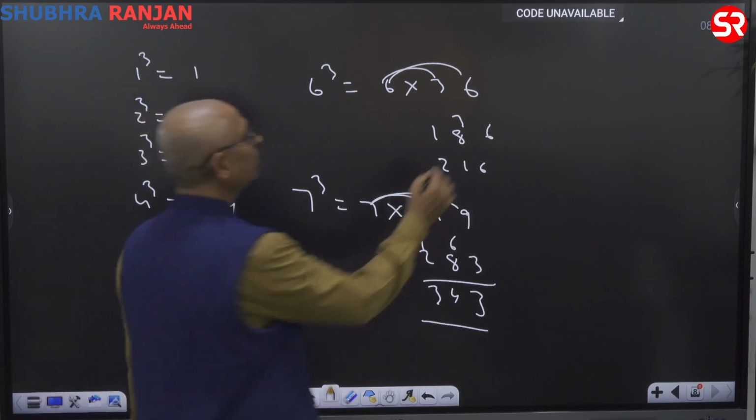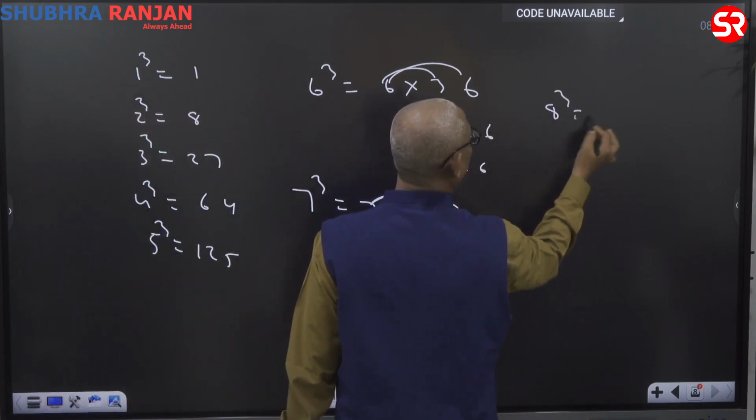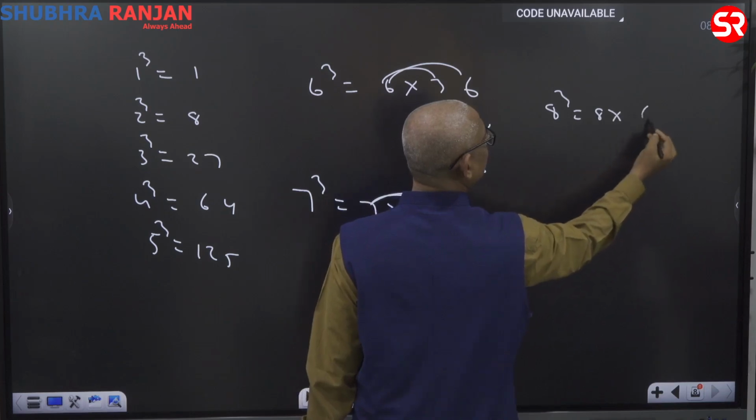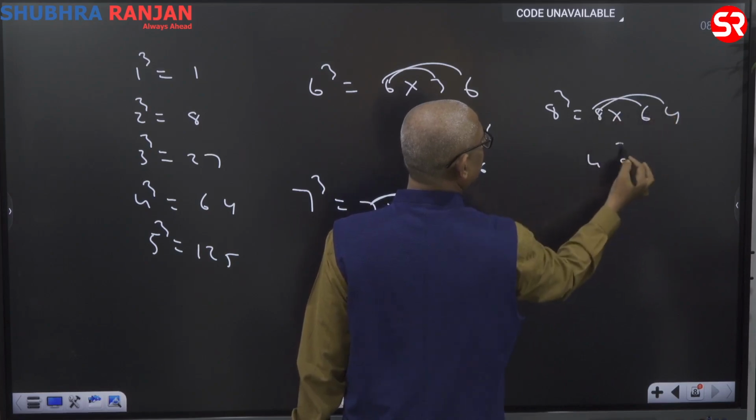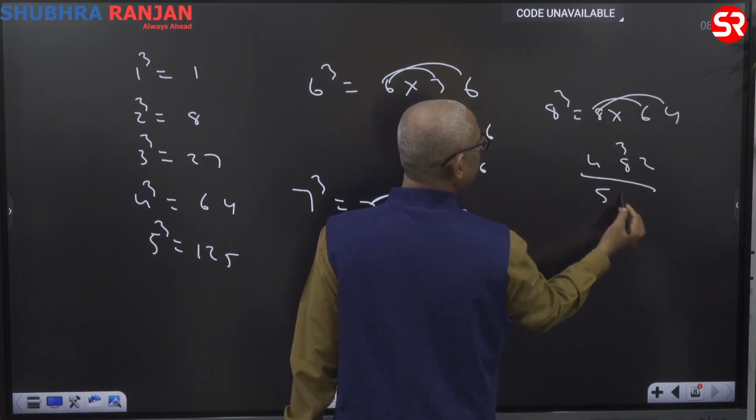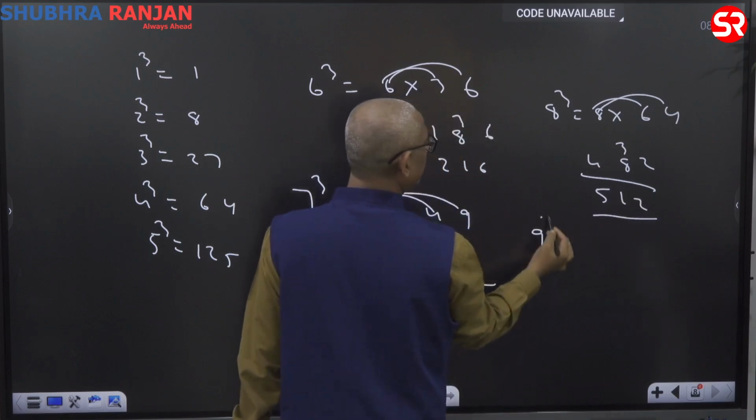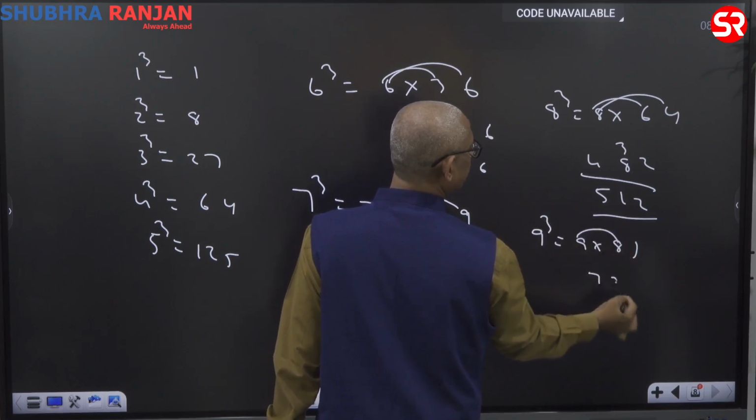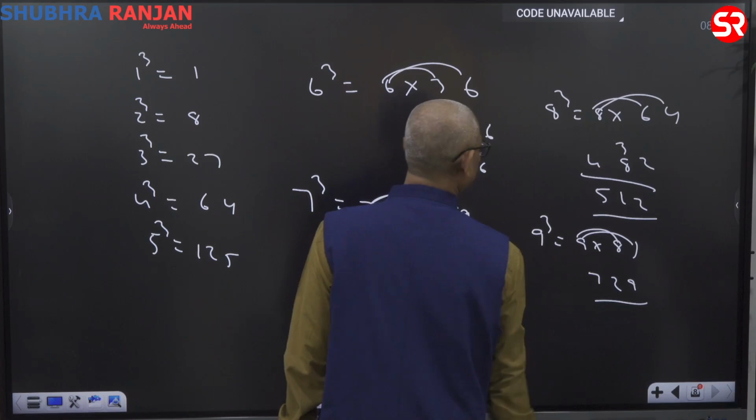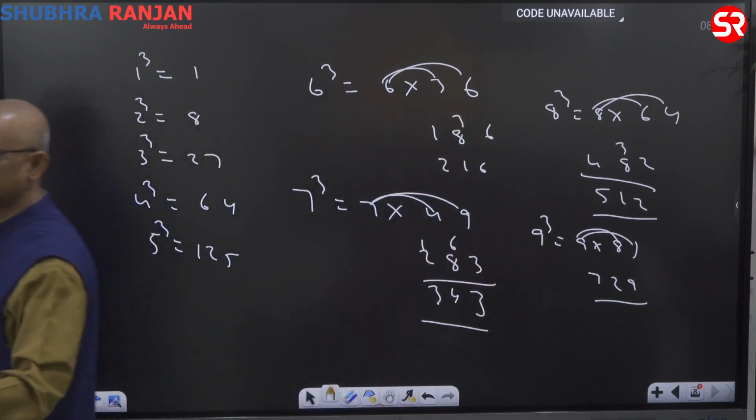What is 8 cubed? 8 into 8 square, 64. 8 6, 48. 8 fours, 32. So the answer is 512. What is 9 cubed? 9 into 81: 9 8s, 72, 9 1s, 9. That's all. You have to remember this up to 9 cube.